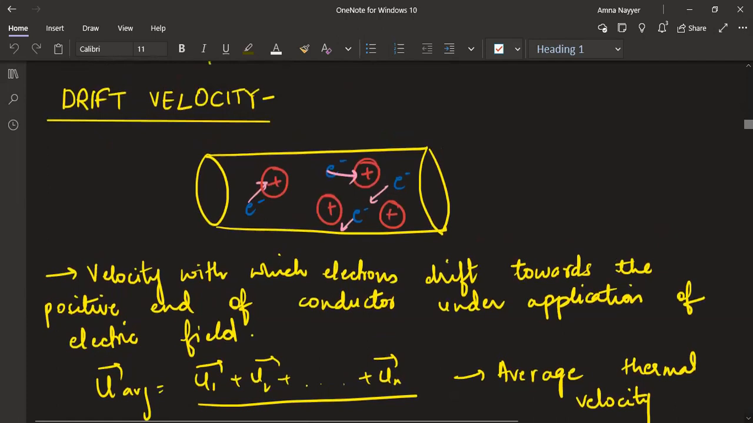Now, drift velocity, a very, very important topic. So what is drift velocity? Every electron will be moving with a certain velocity. Every electron will be colliding with other electrons, with the wall of the conductor, and with the positive ions also. So it means every electron will have a different value of velocity. The average velocity with which all the electrons are moving is the drift velocity. It is the velocity with which electrons drift towards the positive end of the conductor under the application of an electric field.